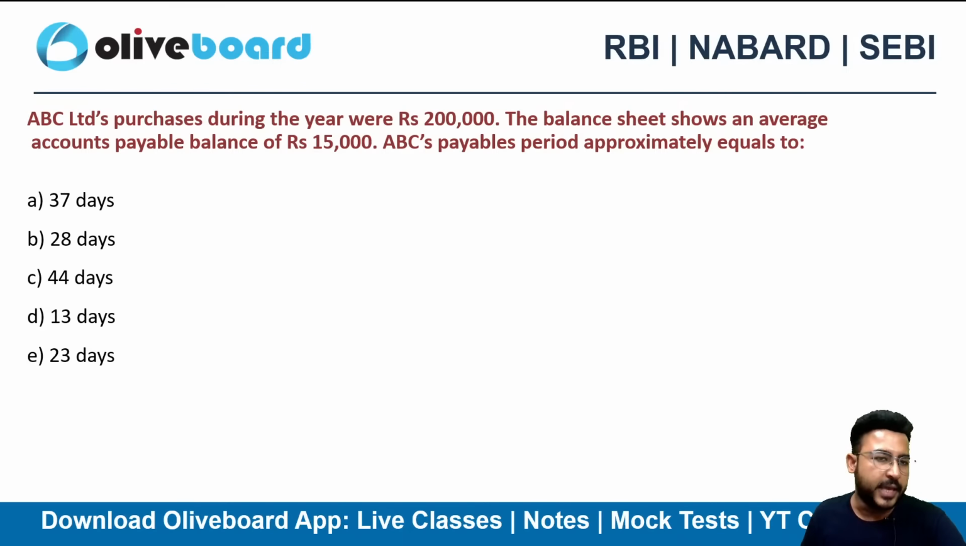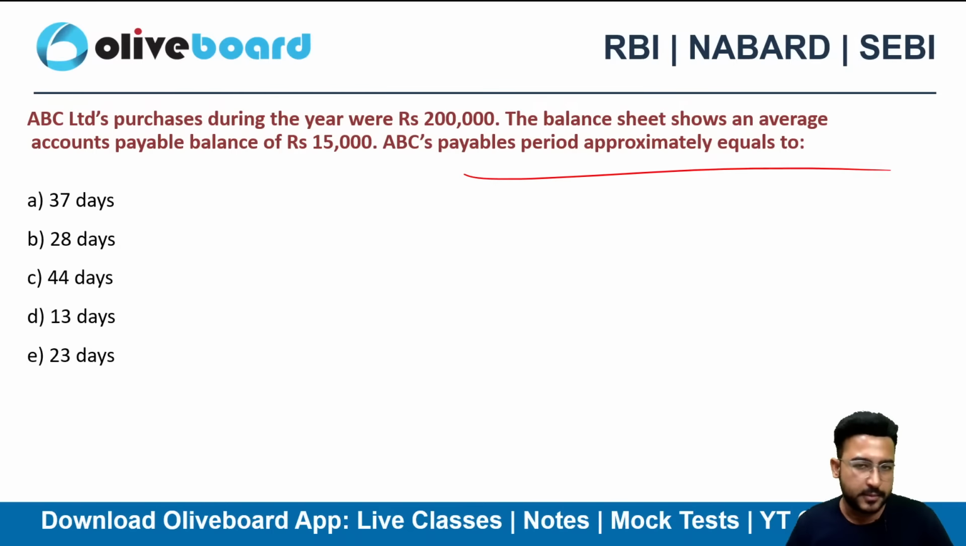Next one. ABC Limited purchases during the year were 2 lakh rupees. The balance sheet is showing the average accounts payable of 15,000. You need to calculate the payable period. ABC's payable period. Can you guys tell me what is the payable period here?